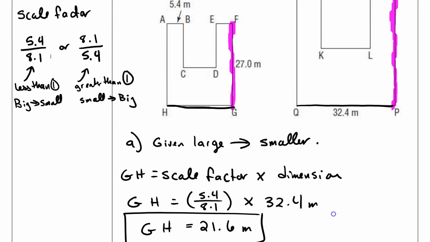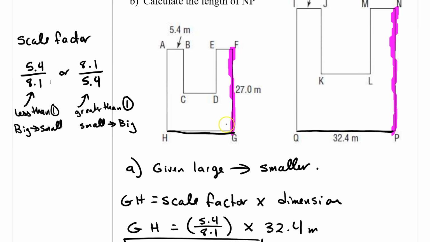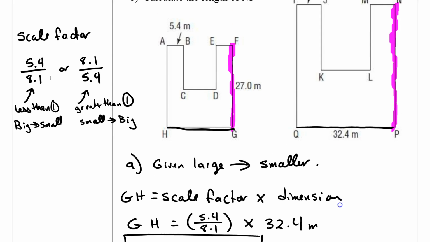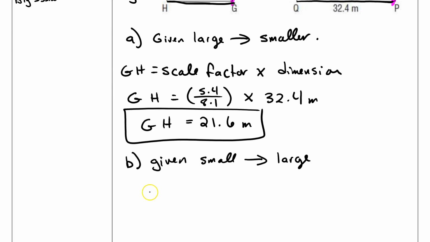So that means that it's going to be an enlargement. So that means that the scale factor has to be bigger than 1. 8.1 over 5.4 is greater than 1, and this is what we use when we go from small to big. So remember that we're going to use scale factor times dimension.